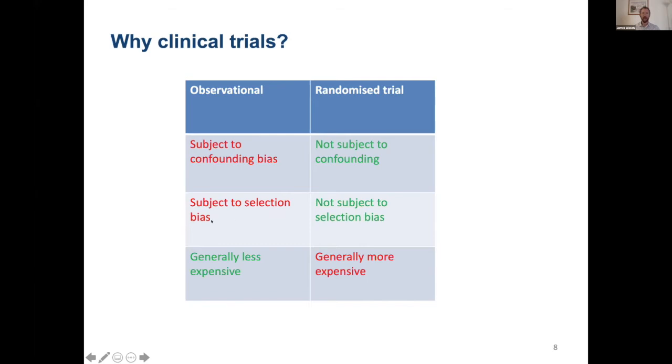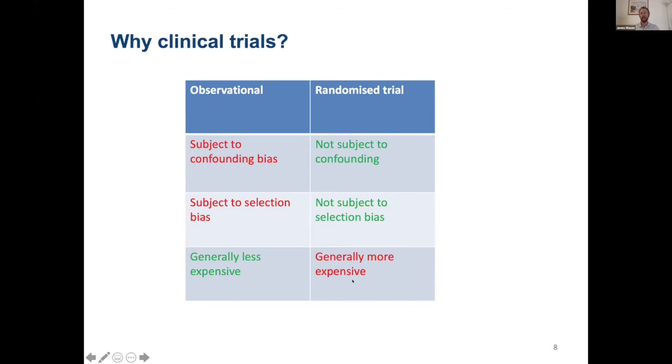Observational studies can be subject to selection bias as well. So if we're controlling the groups that we're comparing in some way, then we might, maybe unethically, put patients who we think will do better in the group that we're wanting to show is better, for example. Whereas in a randomized trial, we can't do that, and therefore they're not subject to selection bias. On the other hand, observational studies are generally a lot cheaper to do, whereas trials can be very expensive.